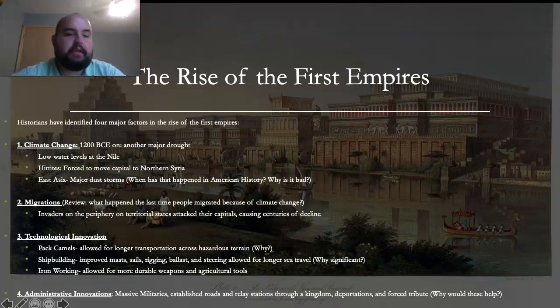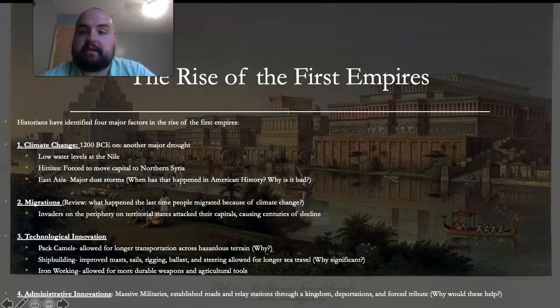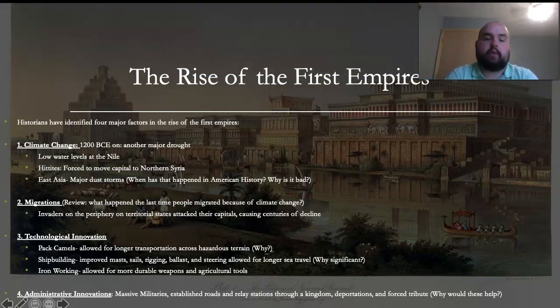But anyway, some of the first empires, and to get into a little bit more specifically about what started them. Historians have come up with four major factors that led to the rise of these first empires. One, again, climate change. From about 12,000 BCE on, there was another major global drought that led to many similar issues as the last one. Low river levels, people are having to move their civilizations, and major dust storms all across the world. This, of course, led to migrations once again.